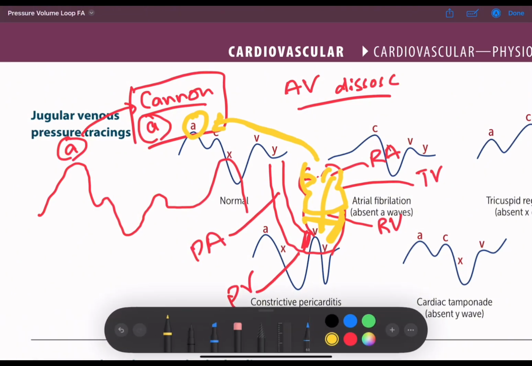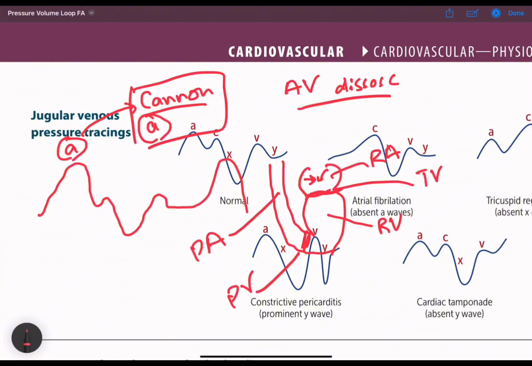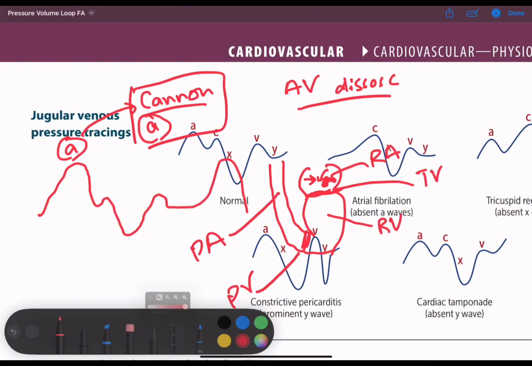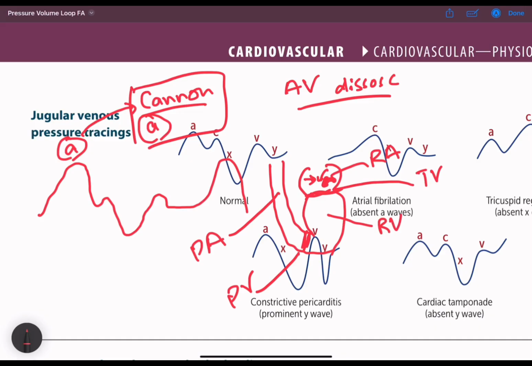So what happens in AV dissociation? In AV dissociation, atria contracts on its own, independent of ventricle, while ventricle is contracting on its own. So if atria is contracting, there is a chance that ventricle is also contracting at that moment. As a result, we will have a closure of tricuspid valve due to the contraction of right ventricle. So when the tricuspid valve is closed and right atria starts to contract against closed tricuspid valve, we will have a massive A wave. So the massive A wave generation is due to the contraction of right atrium against closed tricuspid valve.